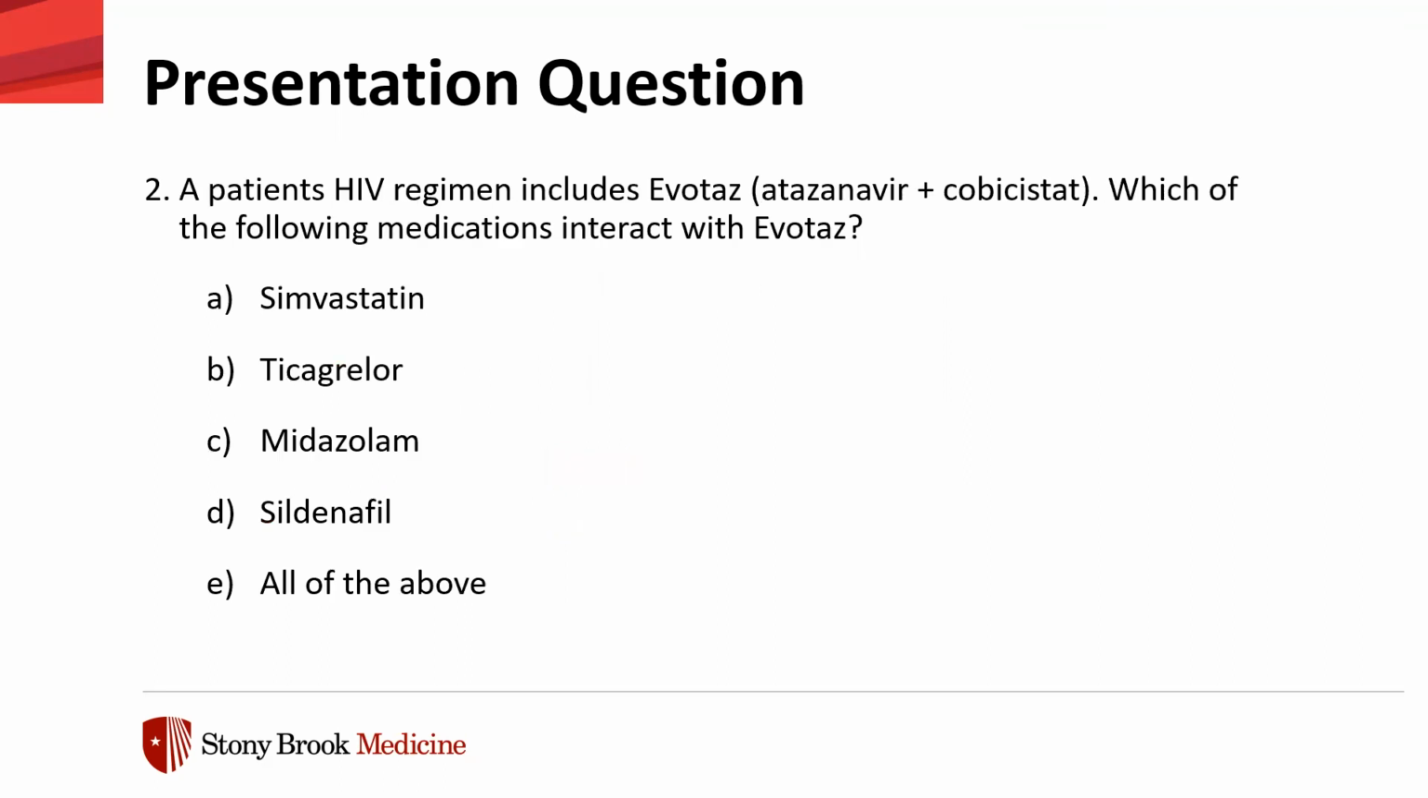Now, the next question is, a patient's HIV regimen includes Evotaz, which is atazanavir and cobicistat, our protease inhibitor that's boosted. Which of the following medications interact with Evotaz?